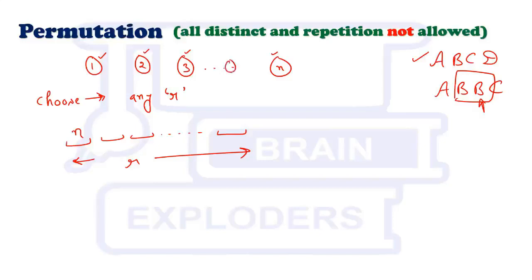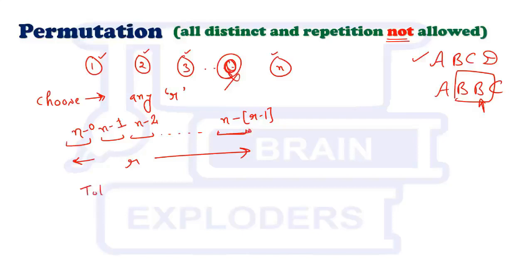Why? Because suppose some of the objects is already used, so it cannot be used in the second place because repetition is not allowed. So for the second place we only have n minus 1 possibilities. Similarly for the third position we have only n minus 2 possibilities, and in this way for the last one we will have n minus r plus 1 possibilities. Why r minus 1 in the subtraction? Because in the first place you can assume it is n minus 0, then 1, then 2, then 3, and up to r places we will reach r minus 1.